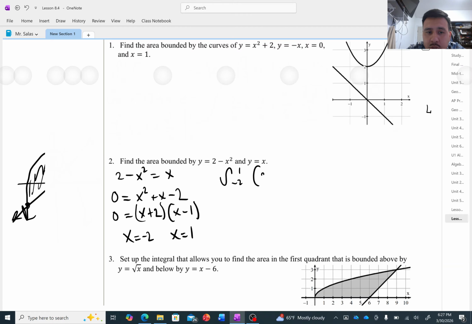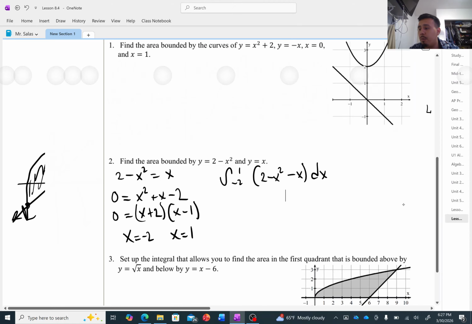In this case, it would be the integral of 2 minus x squared minus x dx. Again, I know that my top one was a parabola, so that's why I put this as my f of x, and this is my g of x, right? I just put it all together. I grouped it all. This is from our initial formula from the very top, okay? So I grouped it all together. That's how I got that.